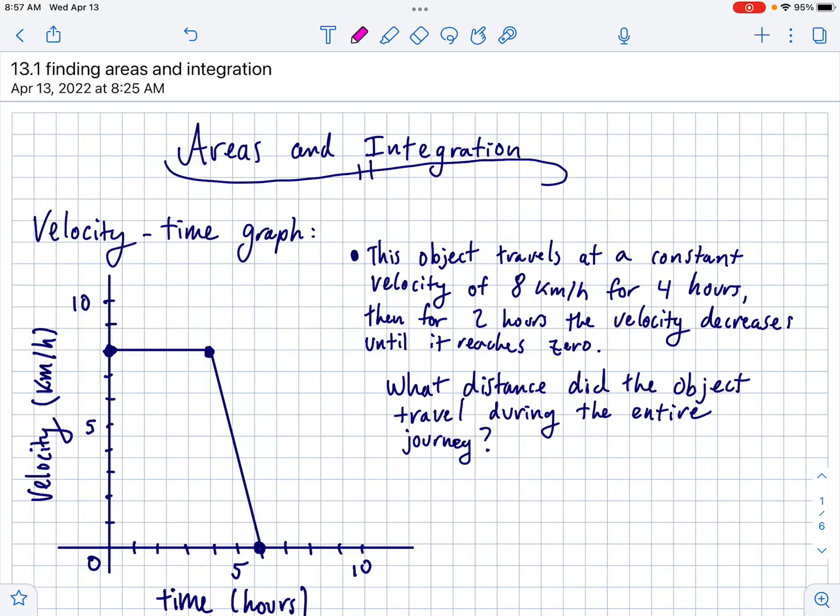All right, IB AI SL2. Today we're going to start talking about integration, which today really just focuses on area underneath certain graphs.